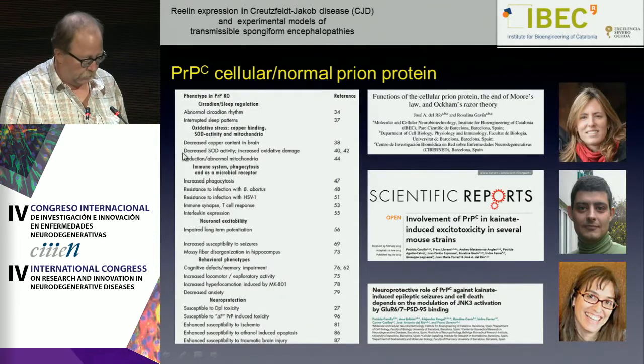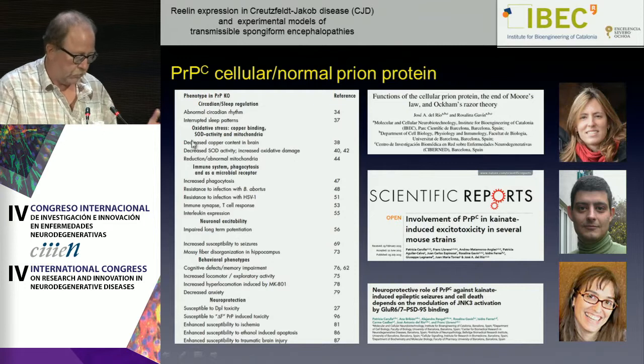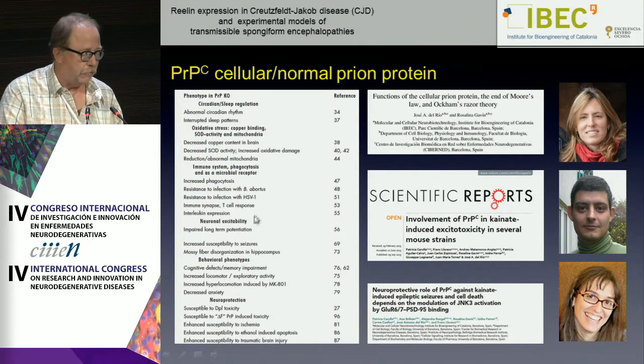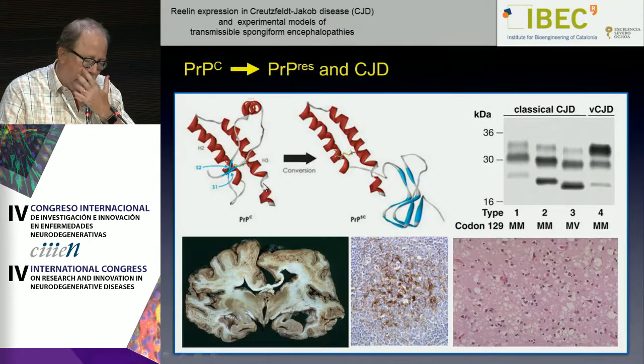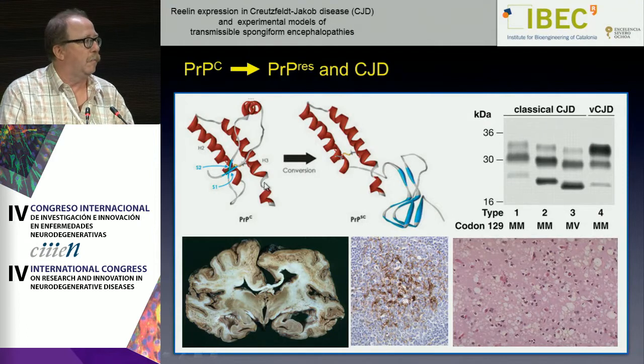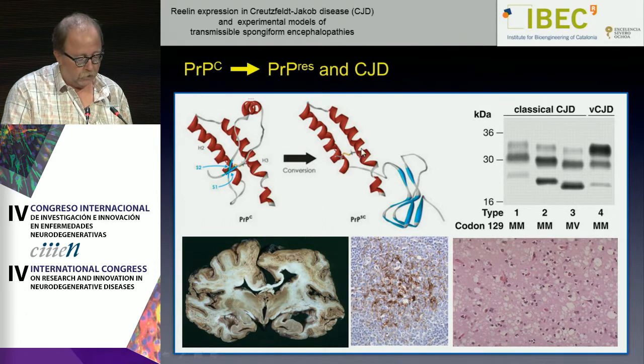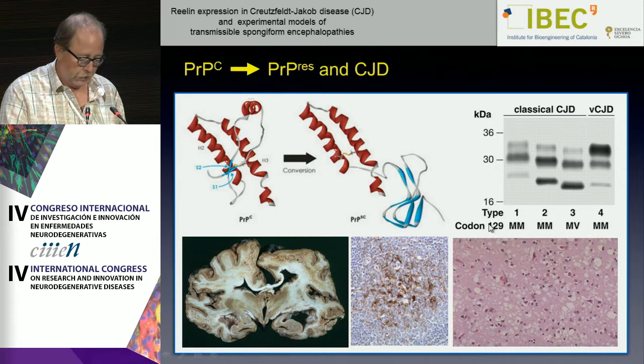Our lab developed several studies focusing on the role of this protein, and we collaborated in several articles describing the neuroprotective function of the protein. However, most of you know this protein because the conversion from the cellular prion protein to the pathogenic one is associated with the development of Creutzfeldt-Jakob disease and several prionopathies. In fact, this abnormal protein can accumulate in the brain of patients, leading to their neurodegeneration.